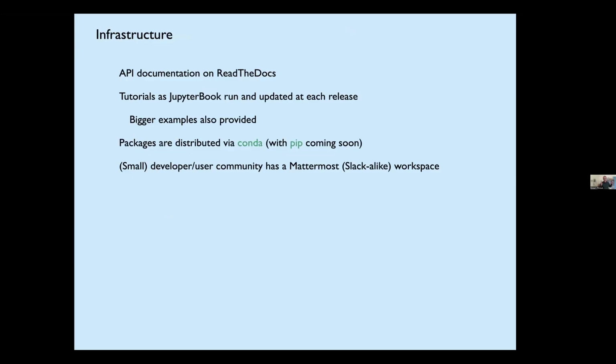So we have API documentation auto-generated that goes on Read the Docs. We have tutorials. Those come as a Jupyter book. Every time we build a new release, that Jupyter book gets on GitHub pages. We have bigger examples too that we don't run, but they live in the same tutorial directory. We're just distributing everything via Conda, and we're going to put this on pip, and we have a Slack-alike workspace for the relatively small developer community.